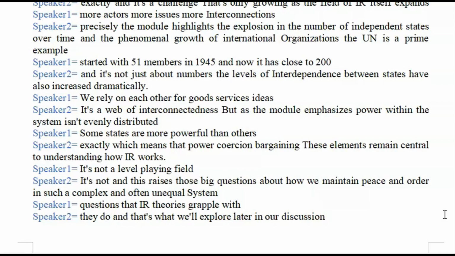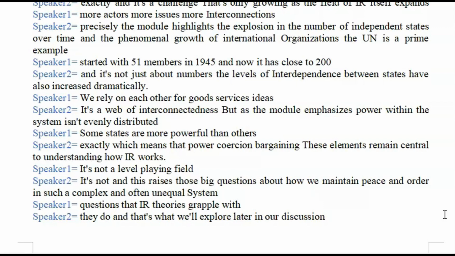But, as the module emphasizes, power within the system isn't evenly distributed. Some states are more powerful than others. Exactly. Which means that power, coercion, bargaining, these elements remain central to understanding how IR works. It's not a level playing field. It's not. And this raises those big questions about how we maintain peace and order in such a complex and often unequal system. Questions that IR theories grapple with. They do, and that's what we'll explore later in our discussion.